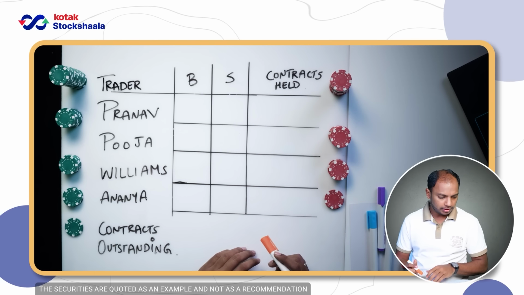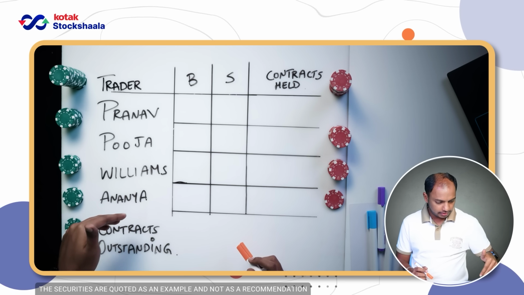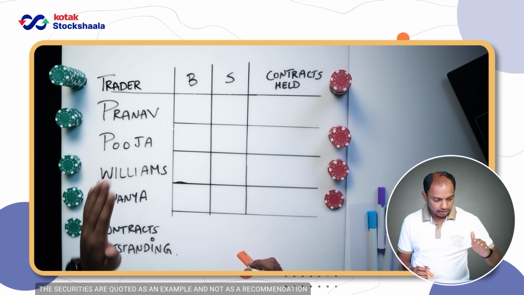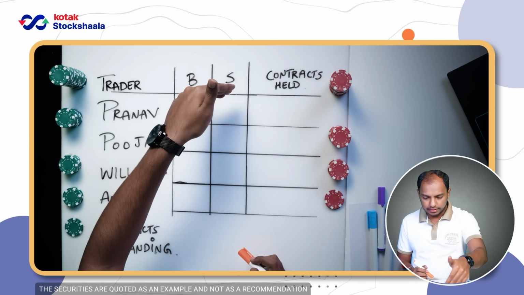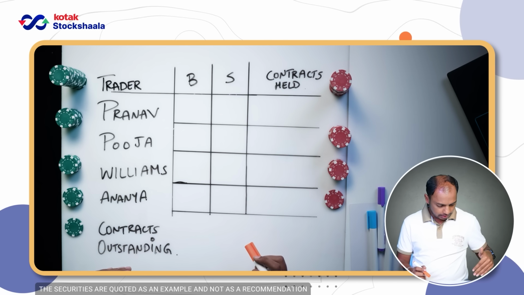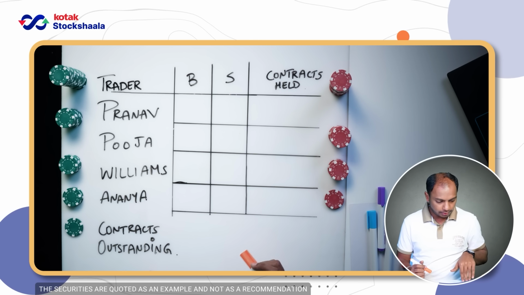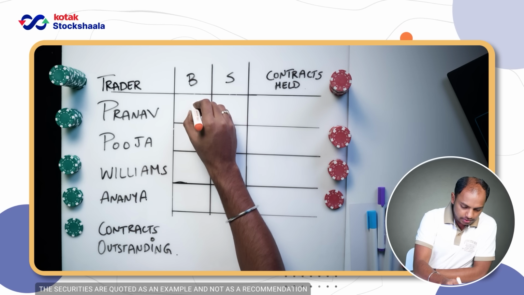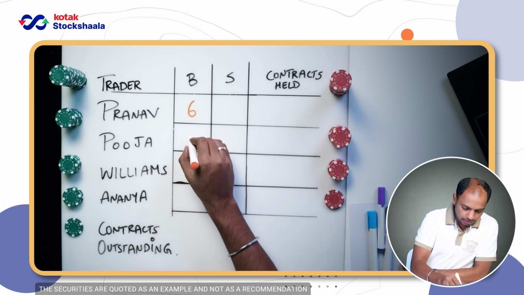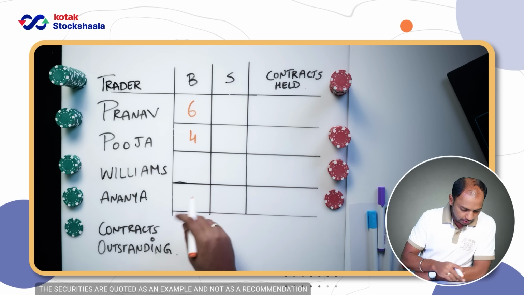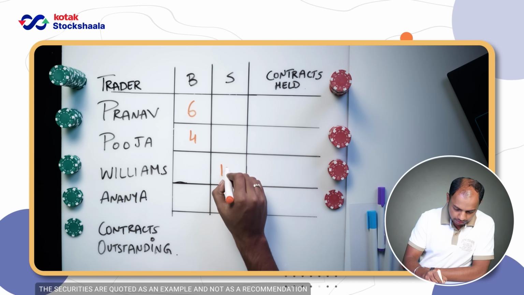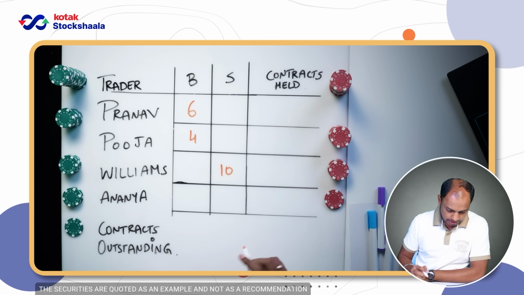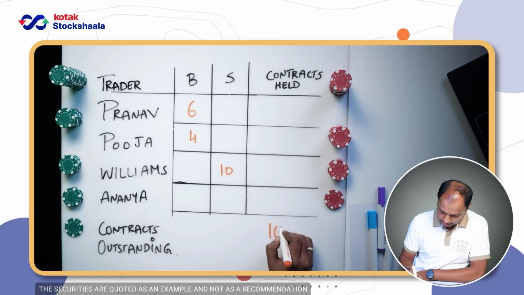So here in the whiteboard, I have taken 4 different traders: myself Pranav, Pooja, Williams and Ananya. And we also have buying, selling and the contracts held. And finally, we also have the contracts outstanding. Now let's assume that Pranav has bought 6 contracts, Pooja has bought 4 contracts and Williams has sold 10 contracts. So in total, we have contracts outstanding of 10.